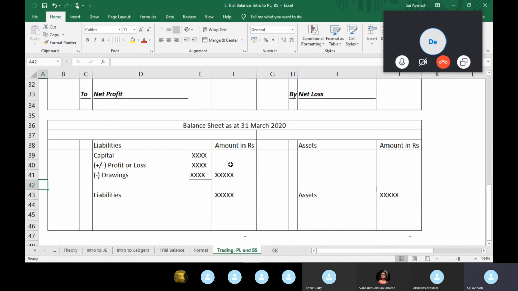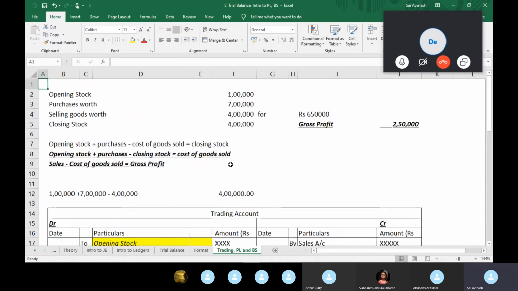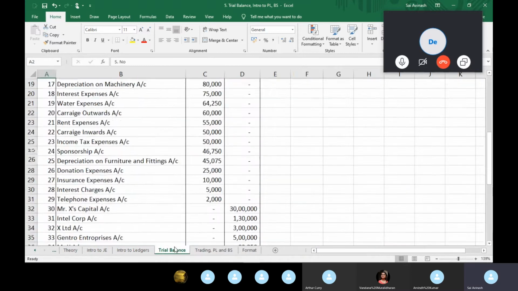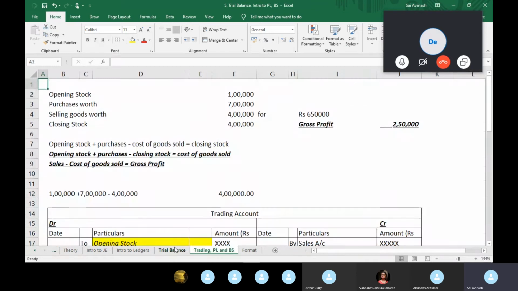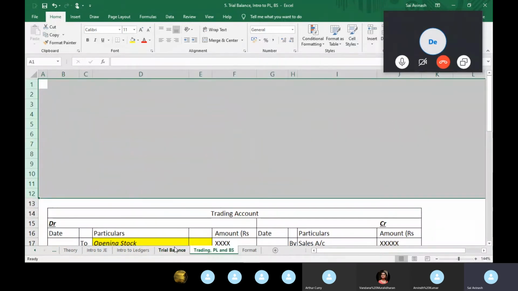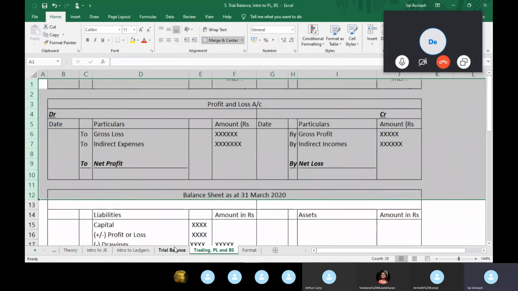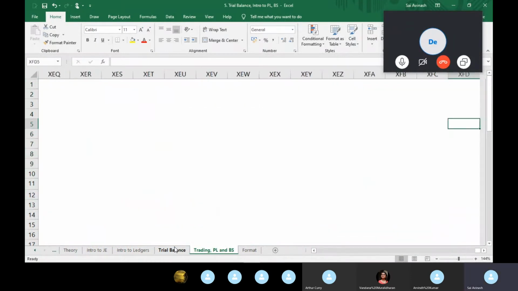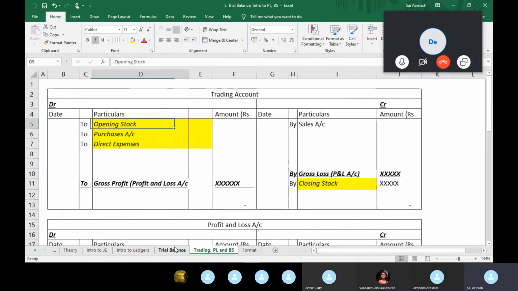Okay. So let's try that. What we're going to do now is take each and every account in a trial balance and try to fit it into these three statements that we have. Okay. So I'm going to remove all this stuff so that we don't get confused anymore. We'll read it in the format so that we don't get lost. Okay, let's get started.